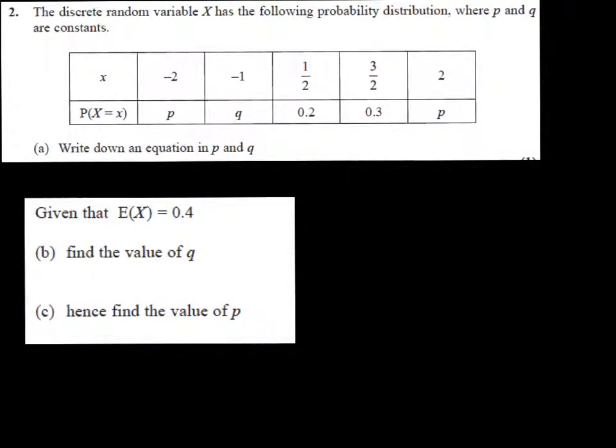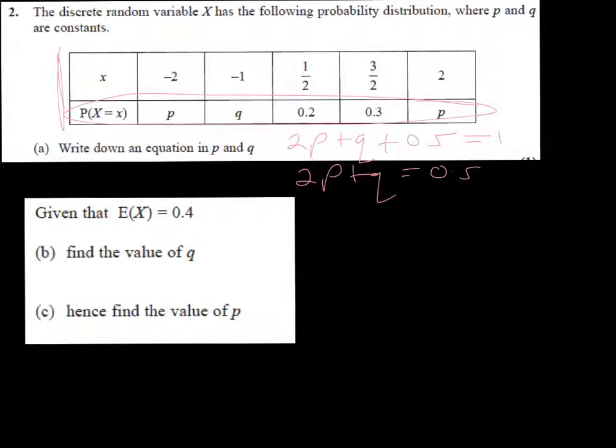In question 2, we are looking at discrete random variables and have been provided with this probability distribution here. And in part A, we're asked to write down an equation in P and Q. So if we look at this row here, this represents probabilities. So we know that if we sum all these together, so that's P plus P, which is 2P, plus Q, plus 0.2 plus 0.3, which is 0.5, that must equal 1. So we can therefore just rearrange this and say that 2p plus q is going to equal 0.5.